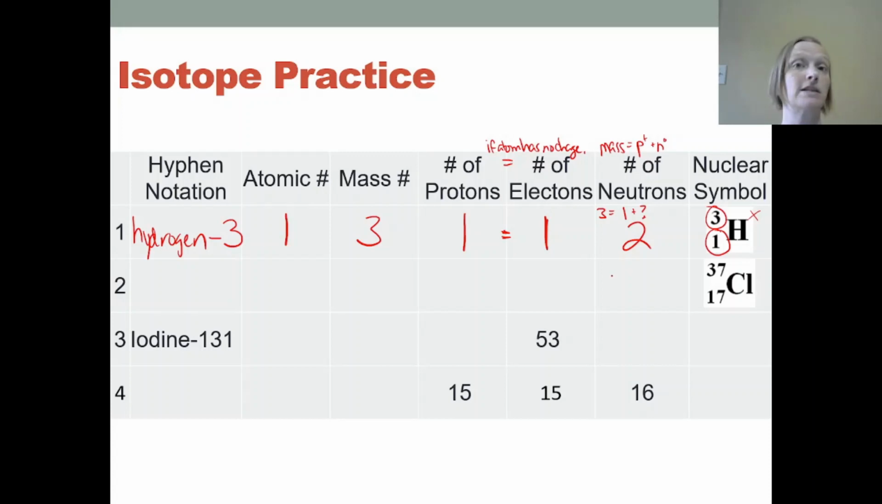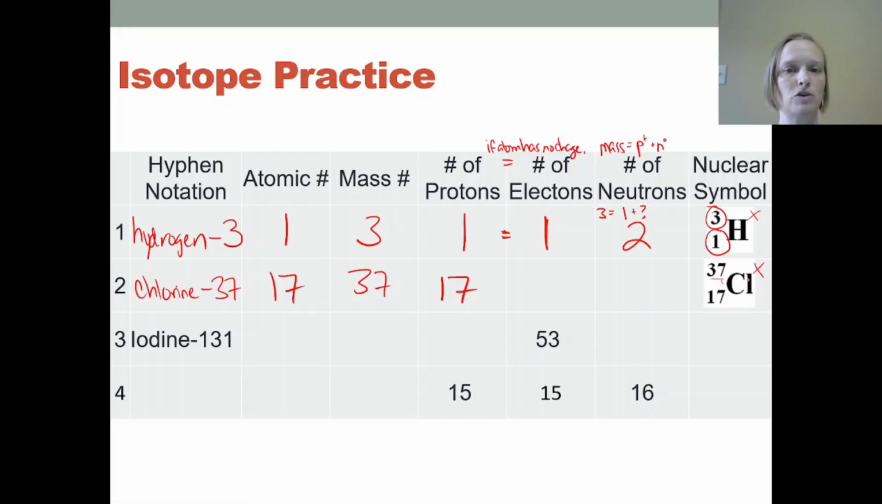Now that you've seen me work an example, it's your turn. Pause the video and then come back and check your answers. Looking at my symbol, I'm looking at chlorine, capital C, lowercase l. That is element number 17 on the periodic table. So I know my protons, I know my atomic number, and I'll go ahead and write chlorine out over here. I also know that my mass number is 37, so I'll write the 37 with my hyphen notation and in the mass number column.